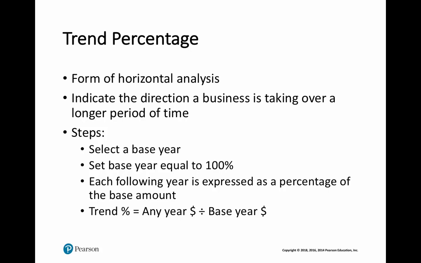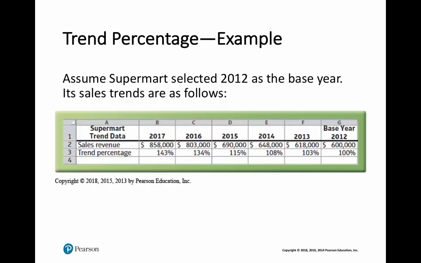And we're going to just track how we're doing over a long period of time. So we're going to set the base year to 100%, and then each of the following years expresses a percentage of that base amount. Our trend percentage is any year's dollars in sales or expenses, whatever we're looking at for the trend, divided by the base year. So if we're looking at sales, what was our 2017 sales divided by 2016? If it's greater than 2016, it's going to be a percentage greater than 100. If it's less, it's going to be a percentage less than 100. We're actually going to be able to see that trend.